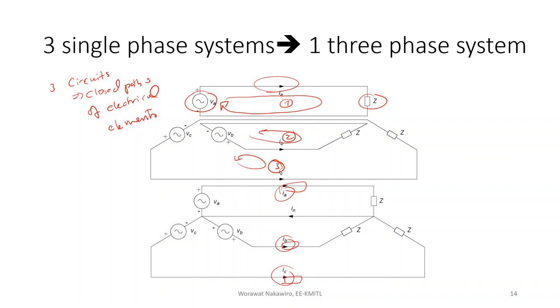Now you can argue with me. You can see, why do we have four lines over here? We have IN here, which is neutral. So my explanation earlier, is it true or not true? Because you can see that now we have three phases, but we have four conductors. We will come back to this later in just a few minutes. We will see why we have the neutral, and in which circumstance we could remove the neutral.